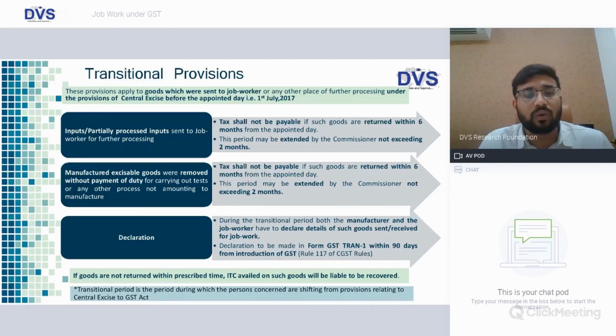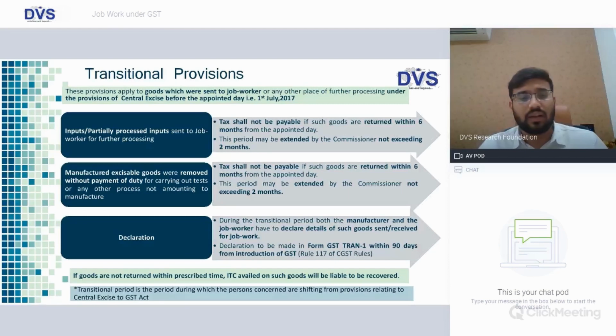Manufactured excisable goods that were removed without payment of duty for carrying out tests or any other process not amounting to manufacture: again, same scenario, 6 plus 2 months. If returned within 6 or 8 months, no tax shall be levied. Declaration needs to be given during the transitional period. Both the manufacturer and the job worker have to declare details of such goods received. The declaration shall be made in form GST TRAN-1 within 90 days from the introduction of GST. So this may not be relevant as of now because 2 to 3 years have passed since the introduction, so may not be relevant.